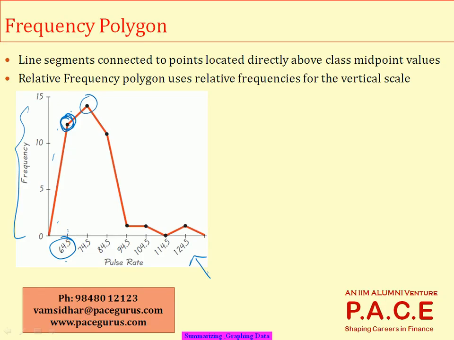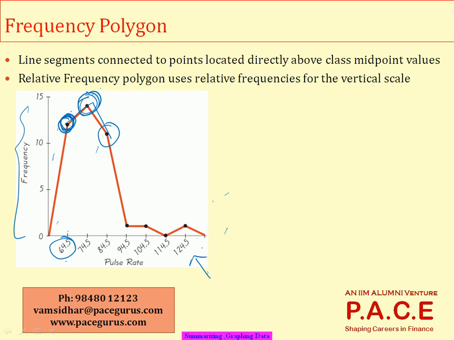So corresponding to 64.5, I plot a point. Then corresponding to 74.5, the frequency is 14, so I plot one here. Then the next class frequency is 11, I plot it here. And after that, a straight line joins all the points. So I keep joining all the points, and the first one will be joined back to the origin, and the last one will be joined back to the next. So it's like a closed curve.